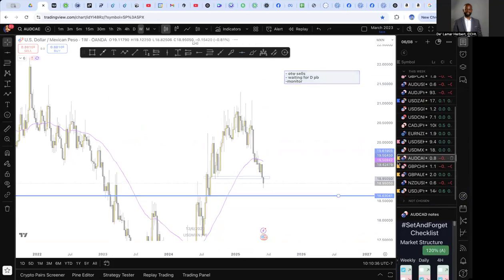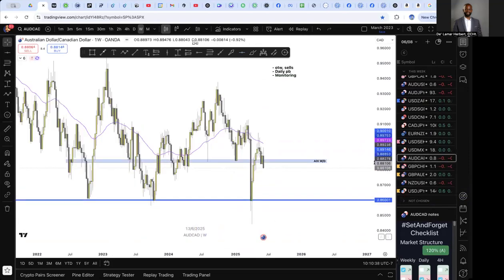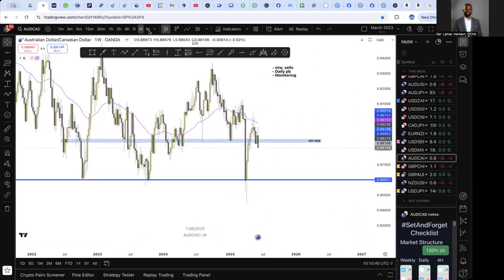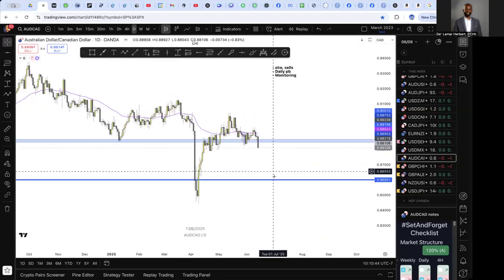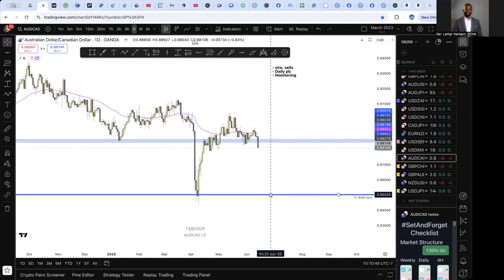All right, just a few more here. AUD CAD, we are currently looking for sales. We're going to be waiting for a daily pullback. All we need is a daily pullback, then we'll be looking down for sales down here. We can even go a little bit lower, if so, please.